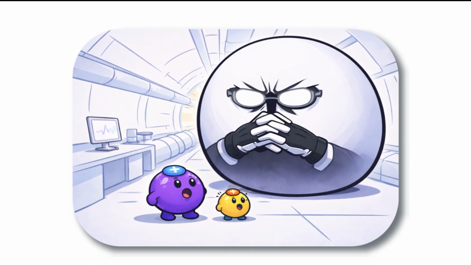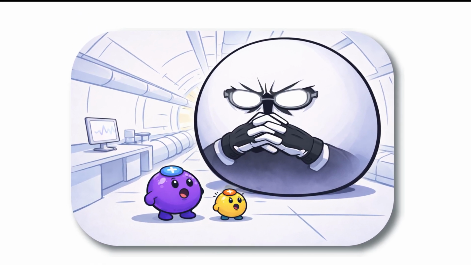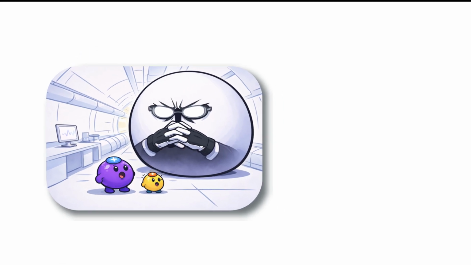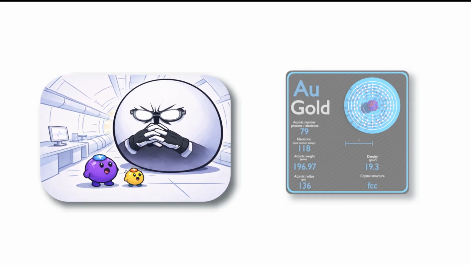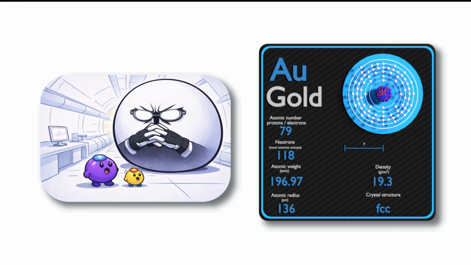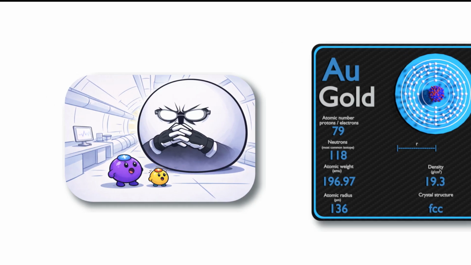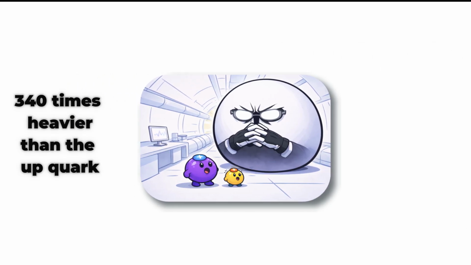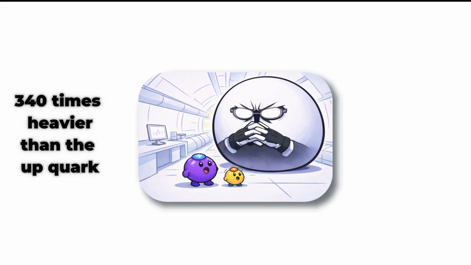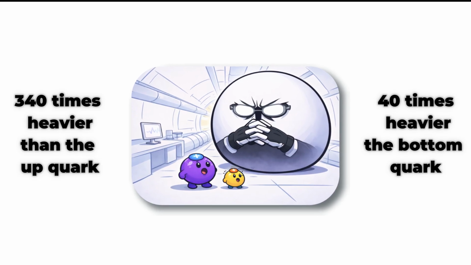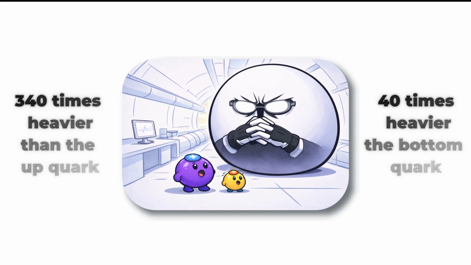Top quark. The top quark is the heaviest fundamental particle ever discovered, and by a remarkable margin. Its mass is roughly equal to that of an entire gold atom, which is extraordinary for something considered a structureless point particle. To put that in perspective, the top quark is about 340 times heavier than the up quark, and nearly 40 times heavier than the bottom quark it's paired with.